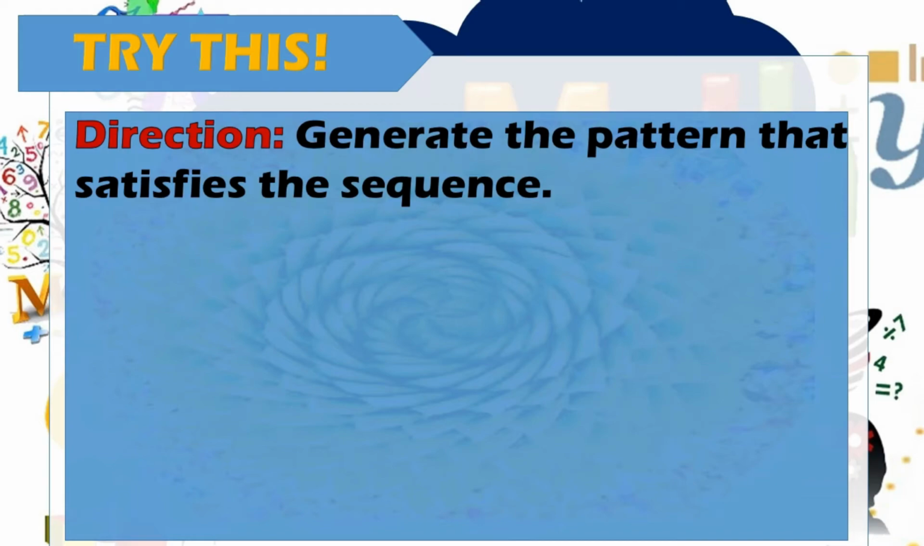Do you have any questions? It seems that you learned a lot from our lesson. So, this time, I will give you an exercise for you to assess yourselves whether you really learned from our lesson. I have here 5 sequences. All you have to do is to generate the pattern or rule or what we call the explicit formula that will satisfy each sequence. You only have 20 seconds to answer.